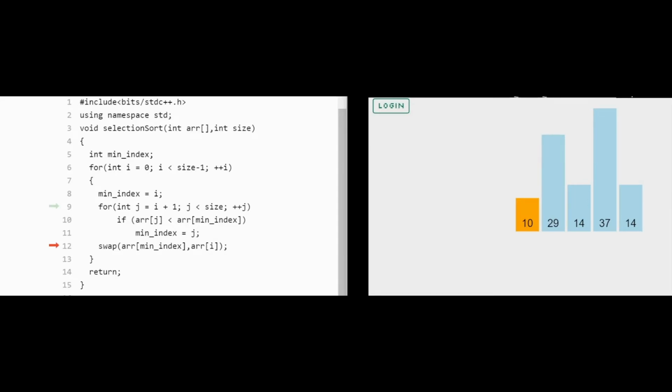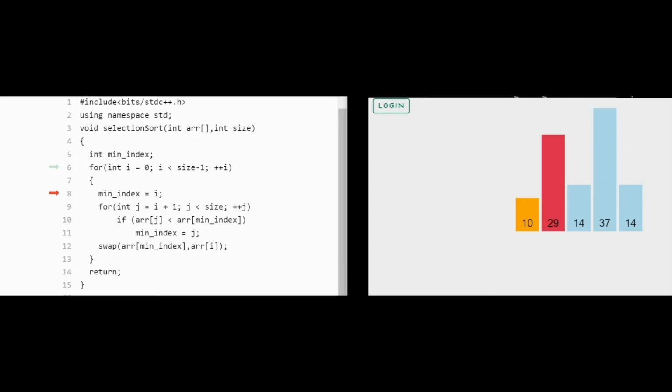And we move with the next pass. Here i becomes 1 and from the unsorted part of the array. That means this area with all the elements in blue bars will be the unsorted part, and we get its first element as the minimum element.